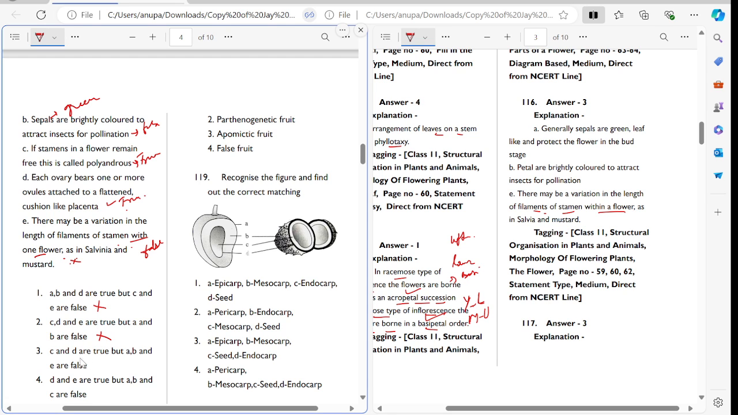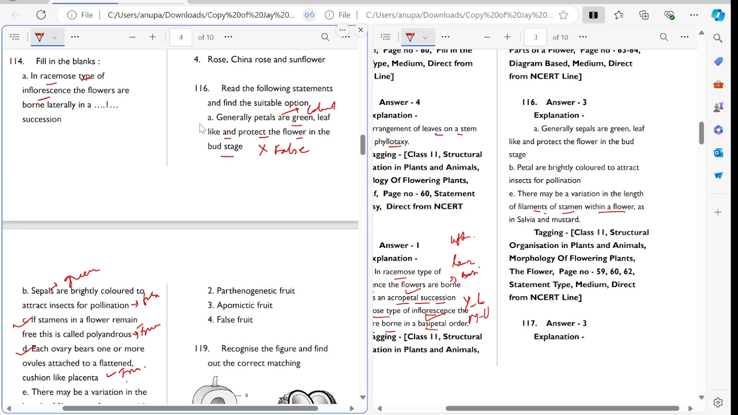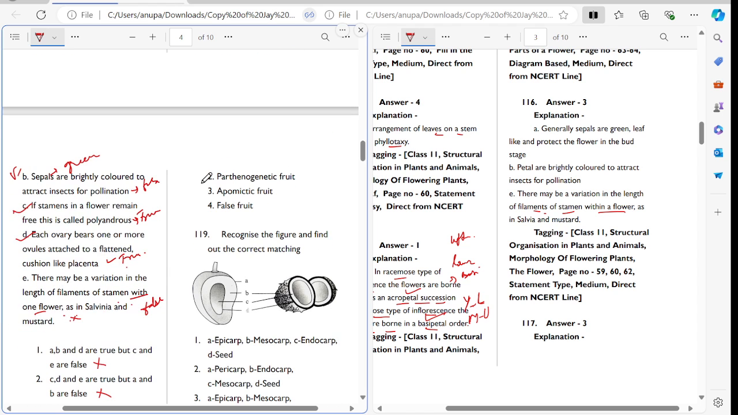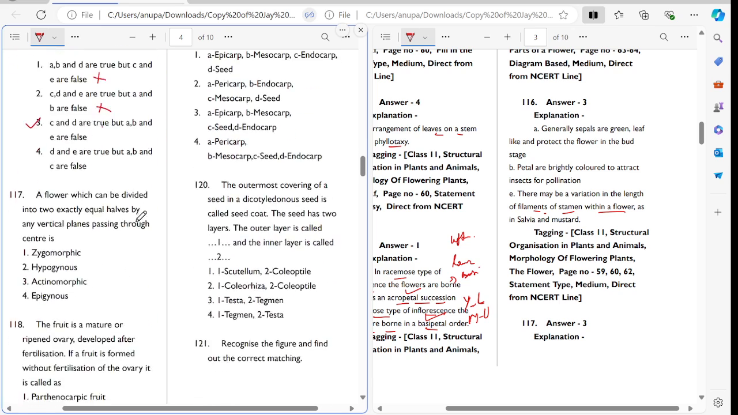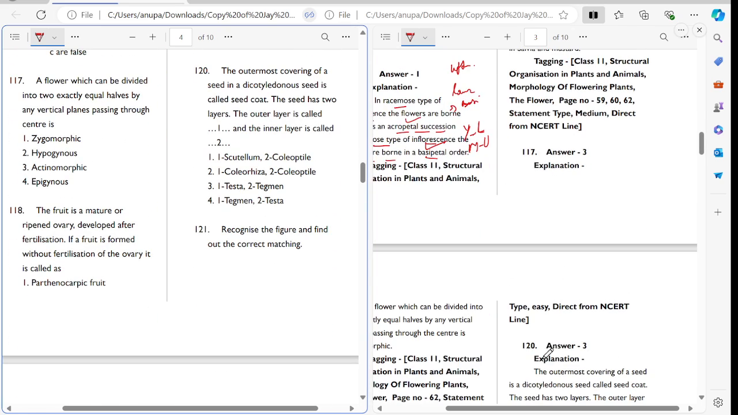The third option is C and D are true. Here C is true and D is also true, but A, B, and E are false. And here we have found that A is false, B is also false, and E is also false. So the answer for this question will be option number 3, that is C and D are true, but A, B, and E are false. We have found the suitable option. Now let's move to the next question, that is question number 117.